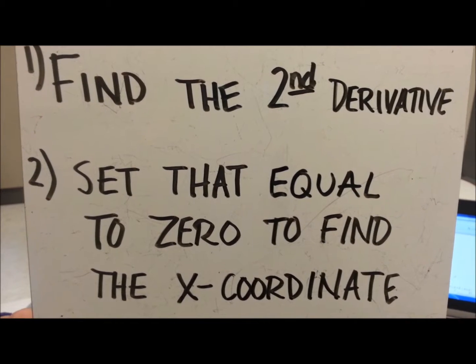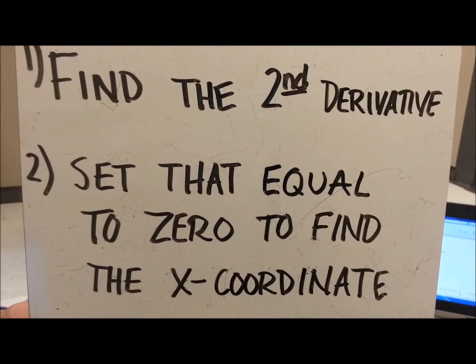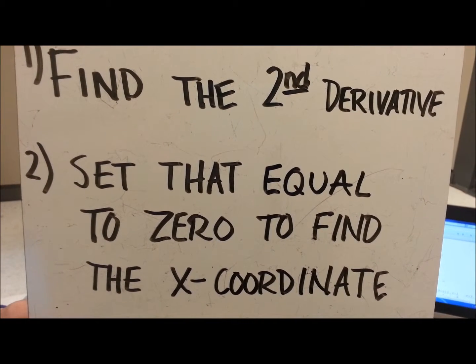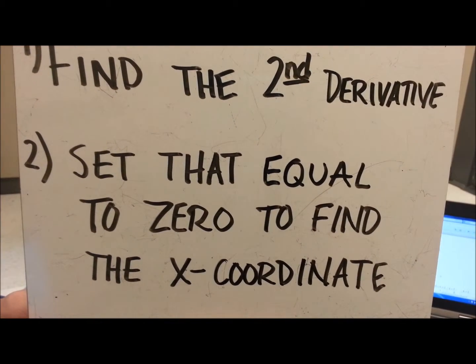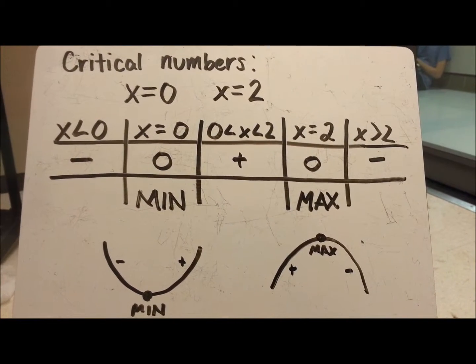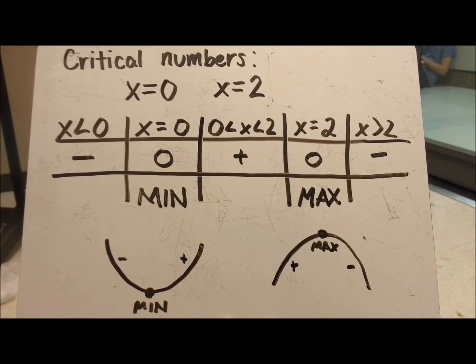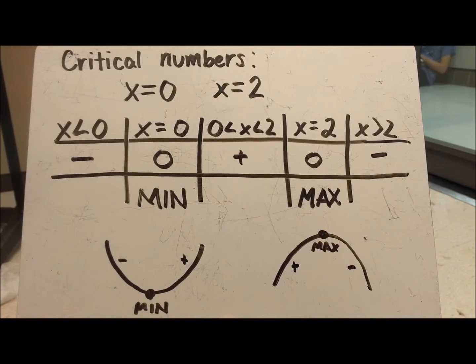To calculate the coordinates of the point of inflection, first you must find the second derivative. Then set that equal to 0 to find the x coordinate. Once you find both the first and second derivative and set them both equal to 0, you have found the critical numbers and points of inflection and can now make a sign chart.